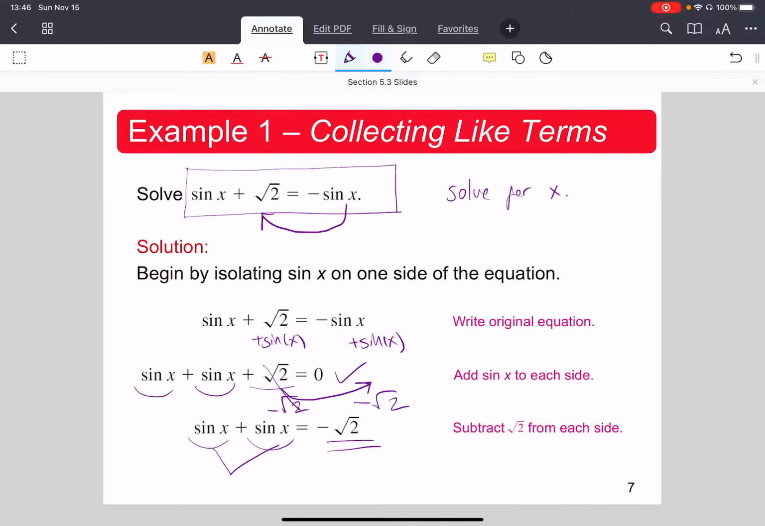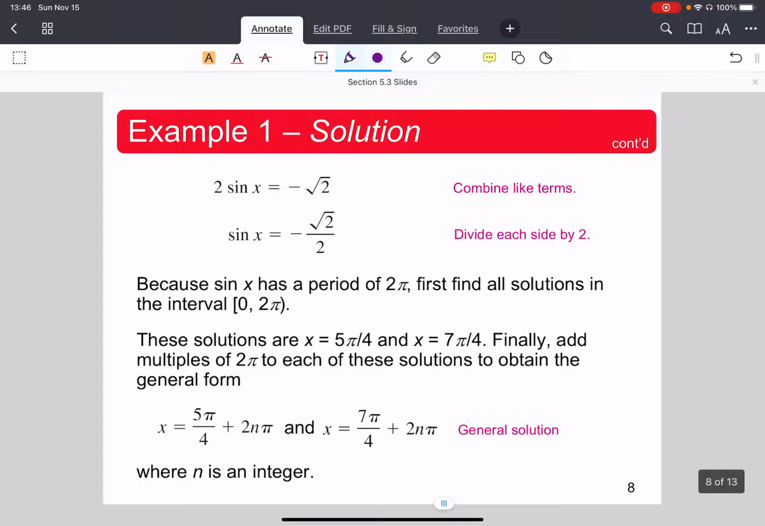One thing I need to mention is that you can only combine if they have the same angle. So you cannot combine if it was sine x plus sine 2x, because the angles are not the same. The angles must be the same, and the function must be the same as well. You can't just do sine x plus cosine x. You can't combine these two because they're not like functions. Because in this case we have two sines, you just combine them and then isolate. So divide by 2, and then you get sine x equals negative square root of 2 over 2.